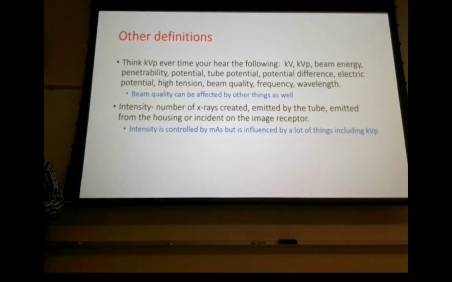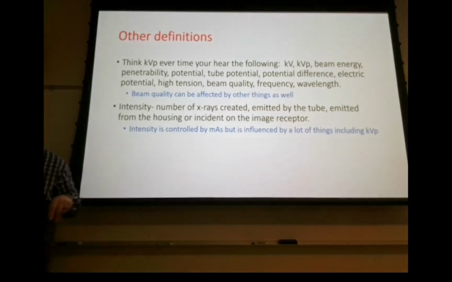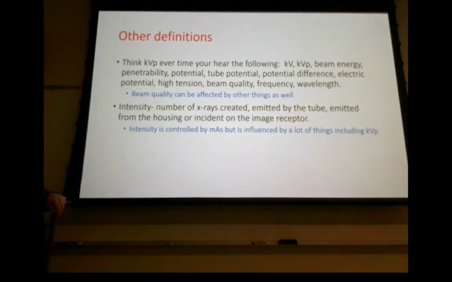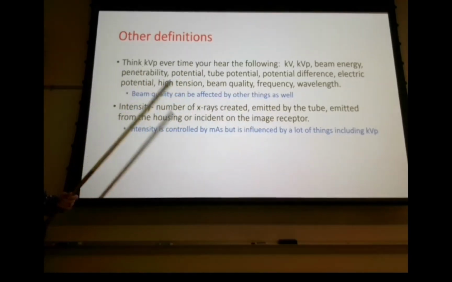They mean the same thing. You technologists may not say kVp, but they mean kVp when they say kV. All right, so kVp controls the energy of our X-ray beam. That's the peak energy, right? So it's peak energy, penetrability. kVp controls whether or not we're going to penetrate.